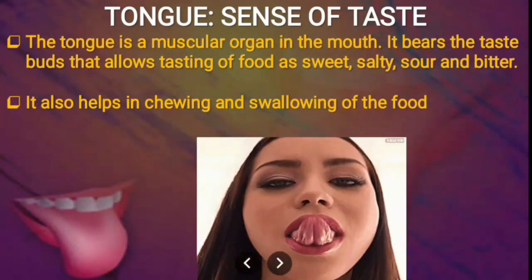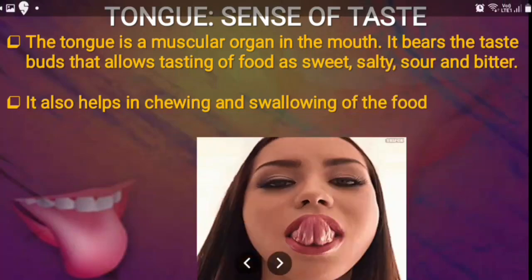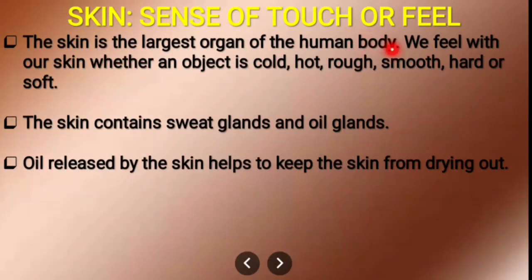It bears the taste buds and helps in chewing and swallowing of the food. Coming to the next sense, the sense of touch or feel, that is the skin. You know what is the largest organ of the human body? That is skin. We feel through our skin whether an object is cold, hot, rough, smooth, hard or soft.